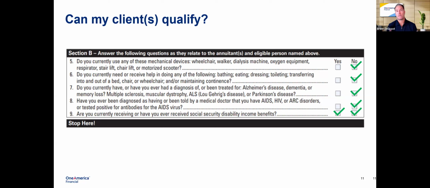Third question is the biggie, conditions. Do they have Alzheimer's, dementia, Parkinson's, Lou Gehrig's, muscular dystrophy, things of that nature? If they can answer no, then we go to that 4th knockout question. Have they ever been diagnosed with AIDS or AIDS-related disorders? And that's it. Those 4 knockout questions will say whether you can offer this solution to your clients or not.